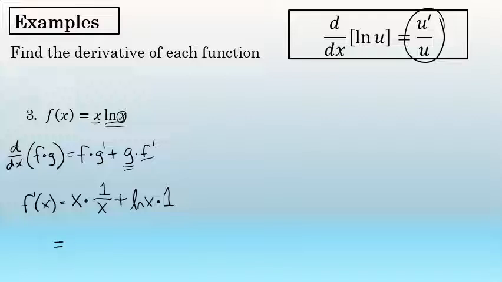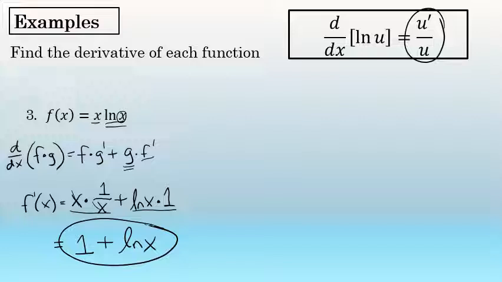Simplifying this, we had in our first term x times 1 over x. Well, in this product, the x's are going to cancel out, and we have just a 1. X over 1 times 1 over x is just 1. And in the second term, the natural log of x times 1, multiplying something by 1 doesn't change its value. So I just have 1 plus the natural log of x. The derivative of x times the natural log of x is 1 plus the natural log of x.